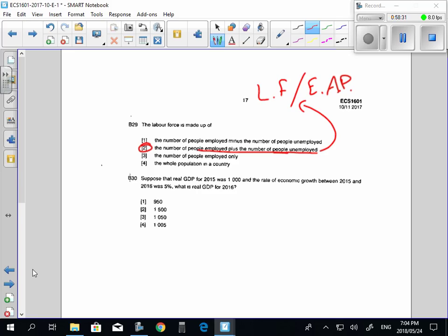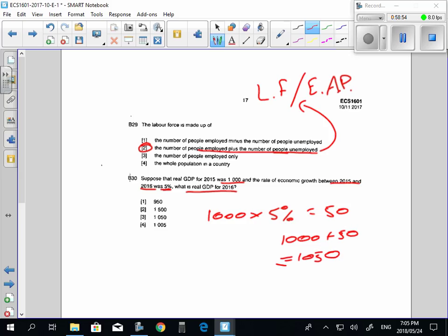And finally, suppose that real GDP for 2015 was 1,000. The rate of economic growth between 2015 and 16 was 5%. What is the real GDP for 2016? 1,000 times 5% equals 50. And that will give you an answer of 1,050.